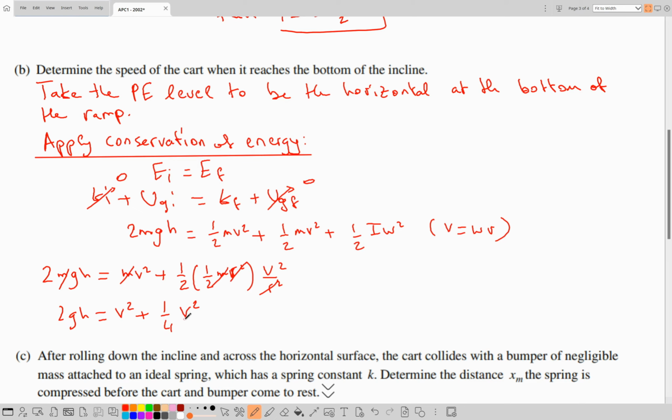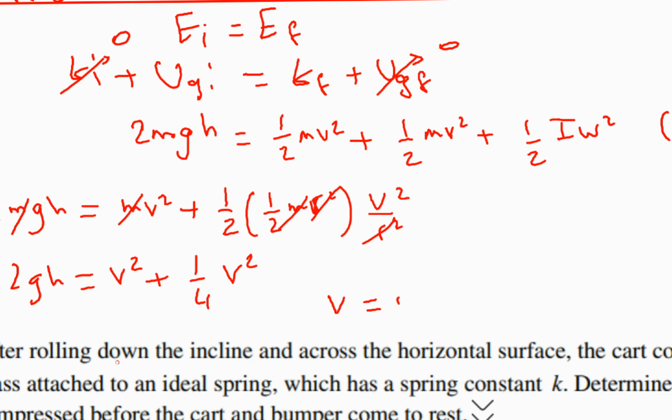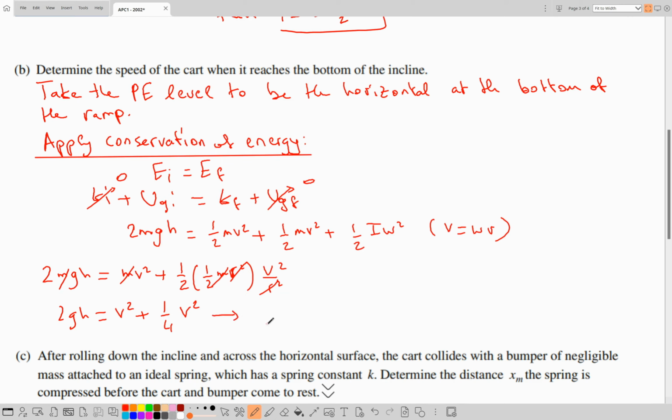And remember that because v is being gained by the influence of gravity, we would expect our answer to be as a coefficient multiplied by gh. Now here in this case we have 2gh is equal to 5 over 4 v square, which means that v square is given by 8gh divided by 5. Then the speed at the bottom of the ramp is given by the square root of 8 over 5 gh.